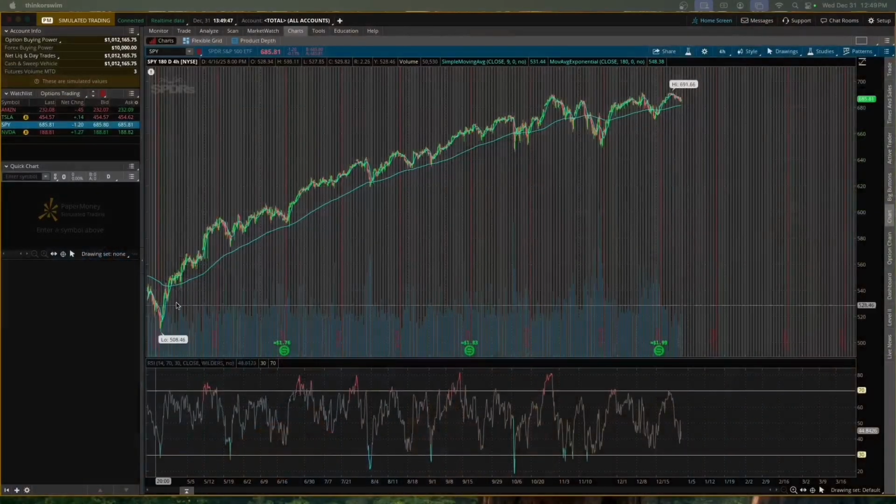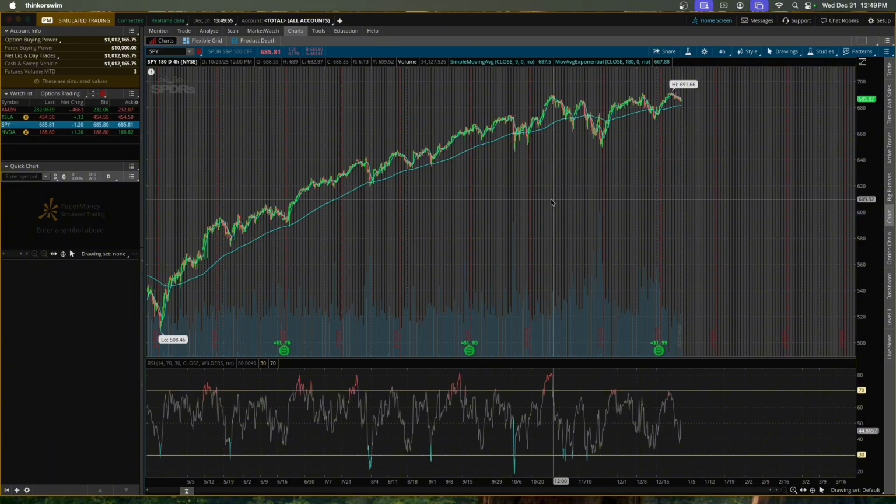So I'll load up the charts and kind of show you what this looks like in the chart here. As you can see, I have SPY pulled up on a 4-hour time frame over 180 days. And this is the RSI down here.